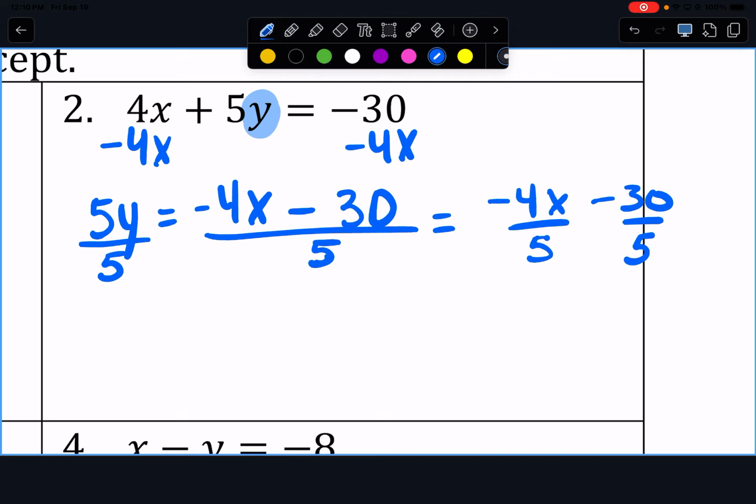And I want us to write it in simplest form so that it's easy for us to graph. So we get y equals negative 4 over 5x, because can I simplify that? No. Can I simplify negative 30 over 5? Yes. To what? Not just 6, but negative 6. And that is slope-intercept form. And then we are going to look at 4.